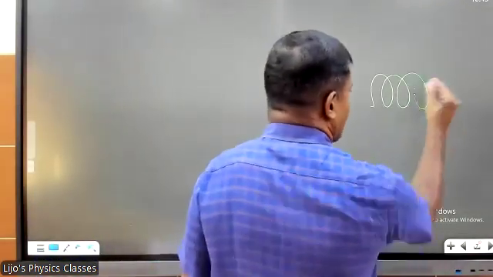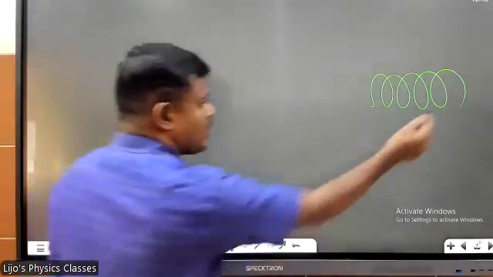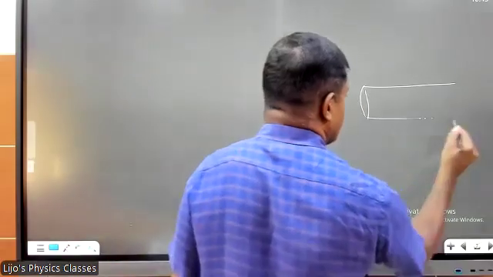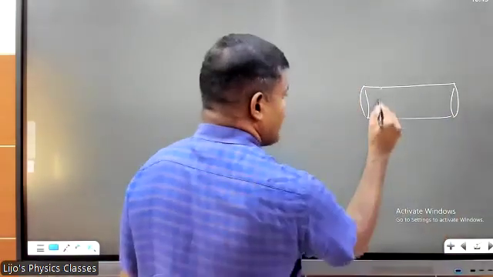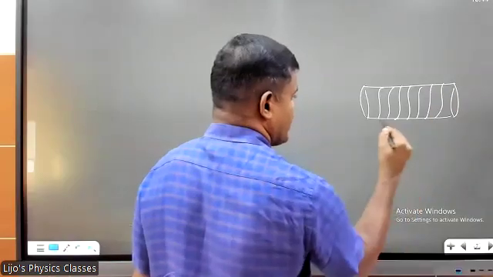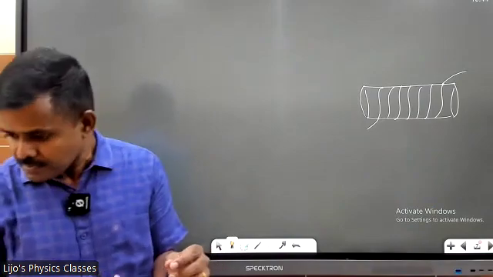Okay, I take a solenoid. I'm going to find out the self-inductance of this solenoid. Look at this. This is the solenoid. I take a pipe and I wind wires over it like this. So this is the solenoid I'm talking about. I have the solenoid.